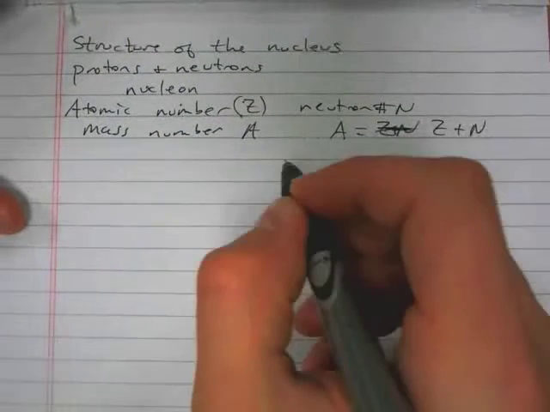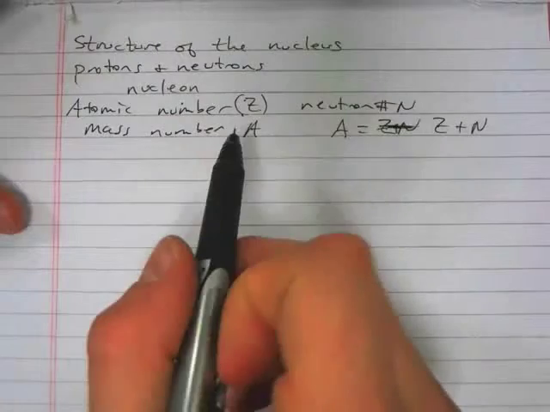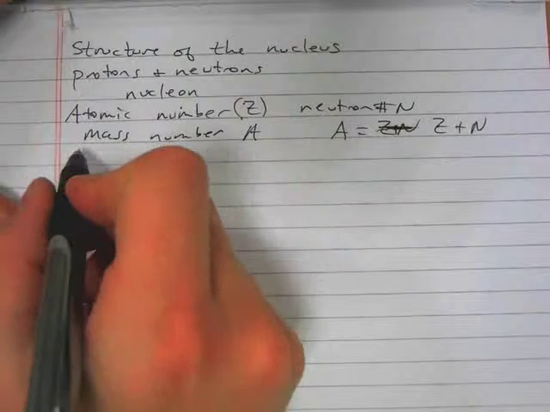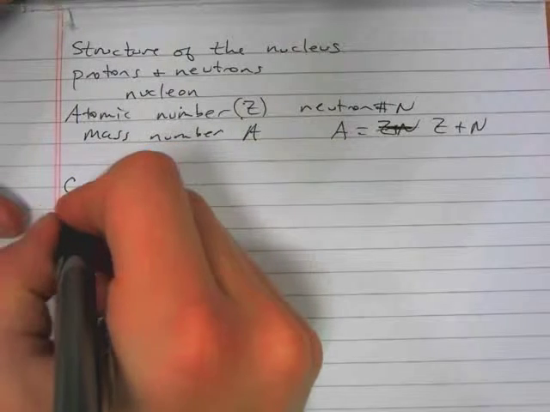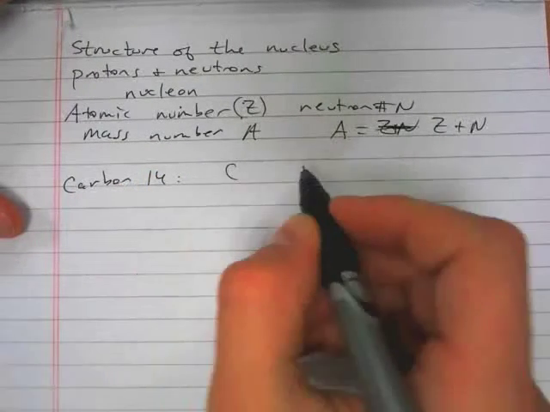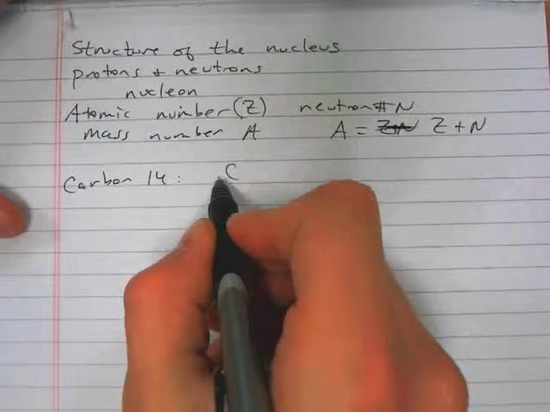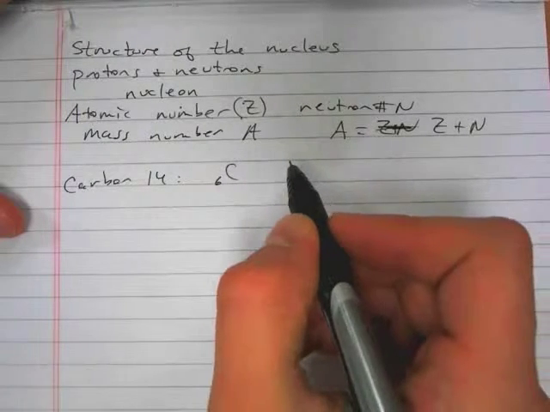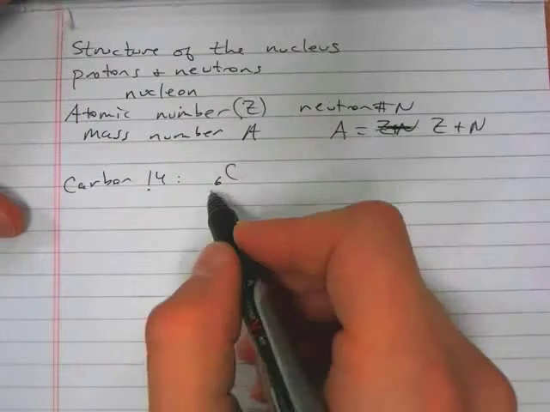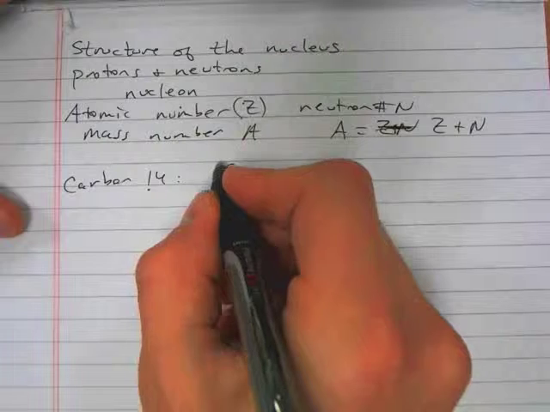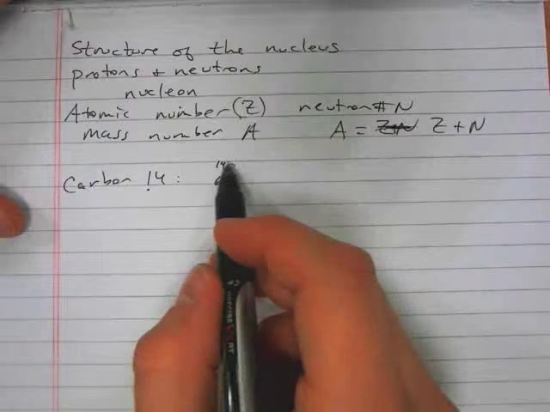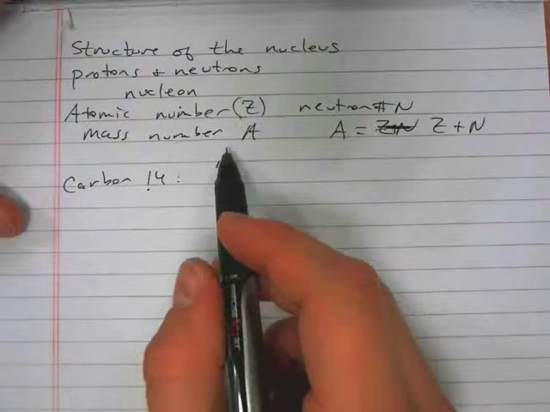There's a particular notation we're going to use to denote the composition of a nucleus. For example, for carbon-14, C is carbon, of course. The atomic number is 6, and it's carbon-14, which means it has a mass number of 14, which means it has 8 neutrons. But so we write it like this: 14, 6, C. And this stands for carbon-14. There's an atomic number of 6, mass number of 14.